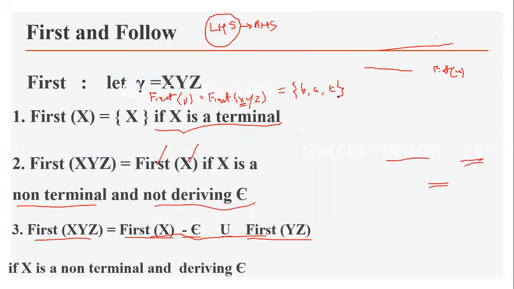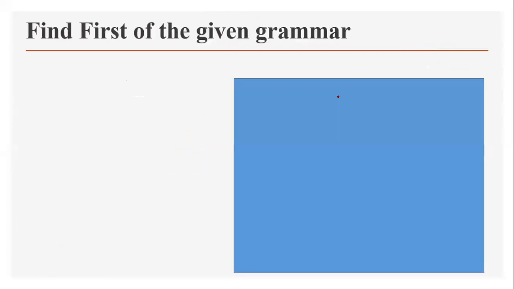You have to remember always: if X is a terminal, that itself is the answer. If X is a non-terminal, you have to verify whether it will derive epsilon or not. If X is a non-terminal and not deriving epsilon, first of X is the answer. If X is a non-terminal and it is deriving epsilon, first of X minus epsilon union the remaining. Anyway, we'll solve many examples, then it will be clear.